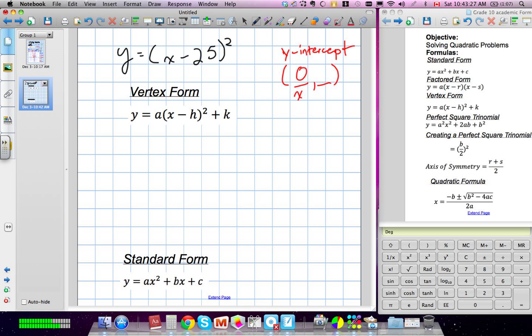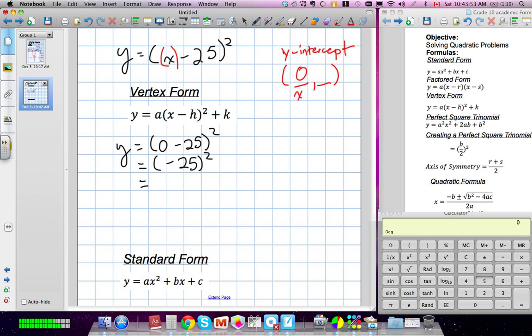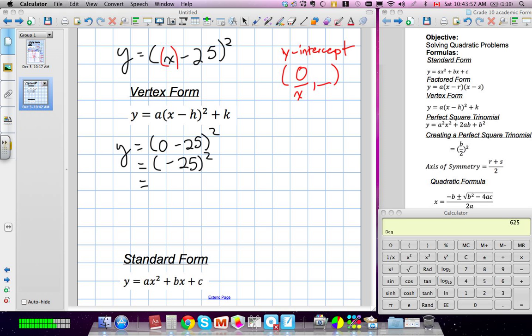We get y is equal to 0 minus 25 squared. What's 0 minus 25? Negative 25. Squared. Let's figure that out. Negative 25 squared is 625. Good. So your y-intercept is at 0 and 625. Okay? That's how you figure it out. Another way you could have done this, and what we'll do is we'll do it on another page.